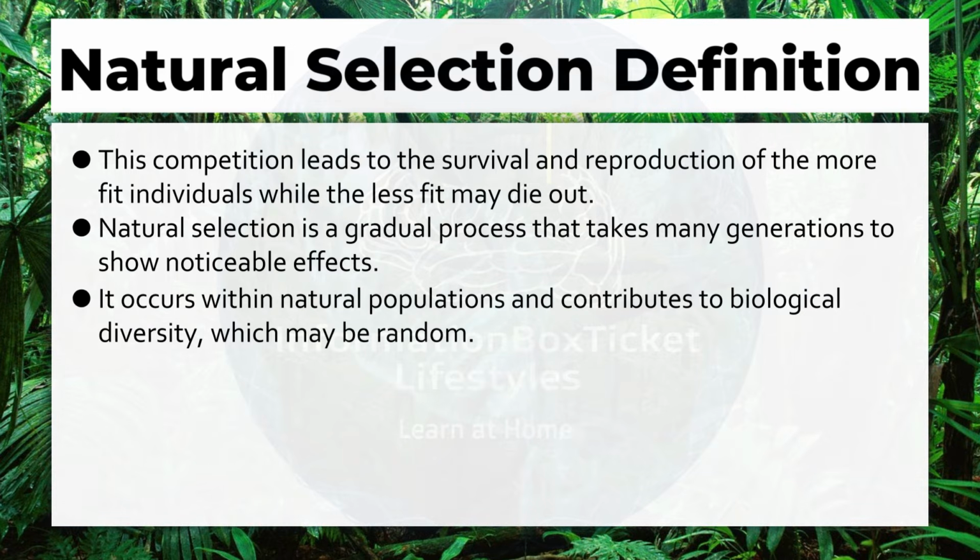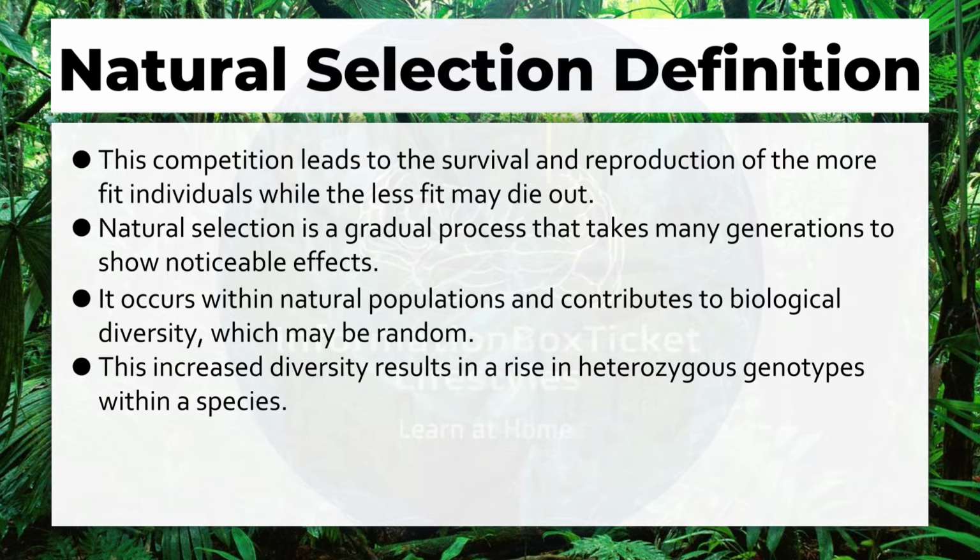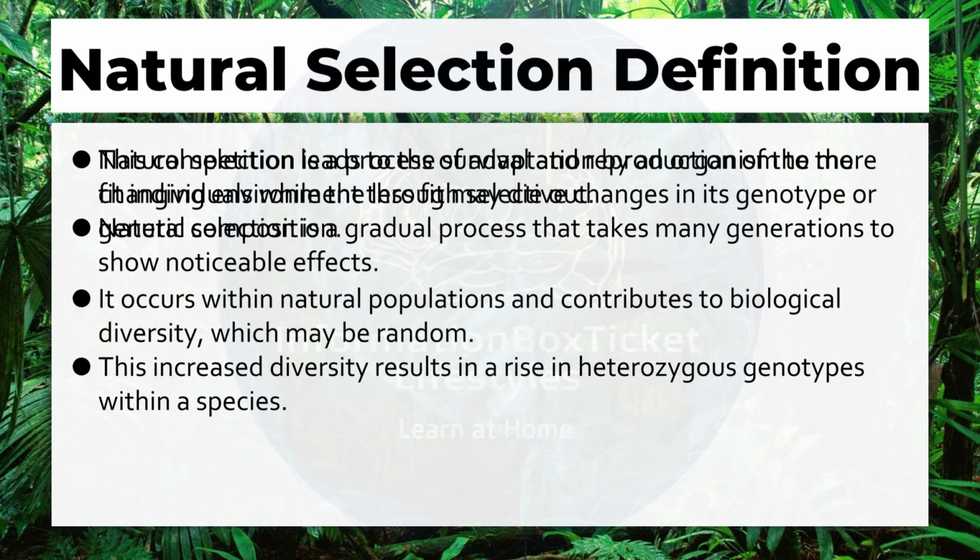It occurs within natural populations and contributes to biological diversity, which may be random. This increased diversity results in a rise in heterozygous genotypes within a species. Examples of natural selection include the evolution of long-necked giraffes and the adaptation of birds' beak size and shape according to their feeding habits.